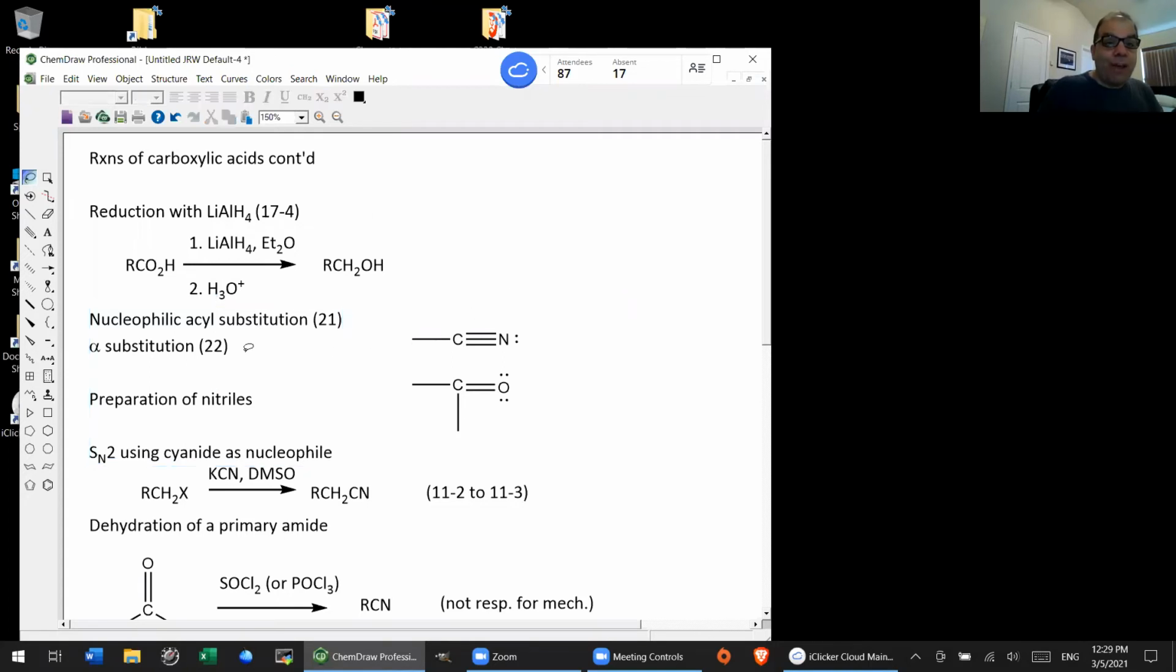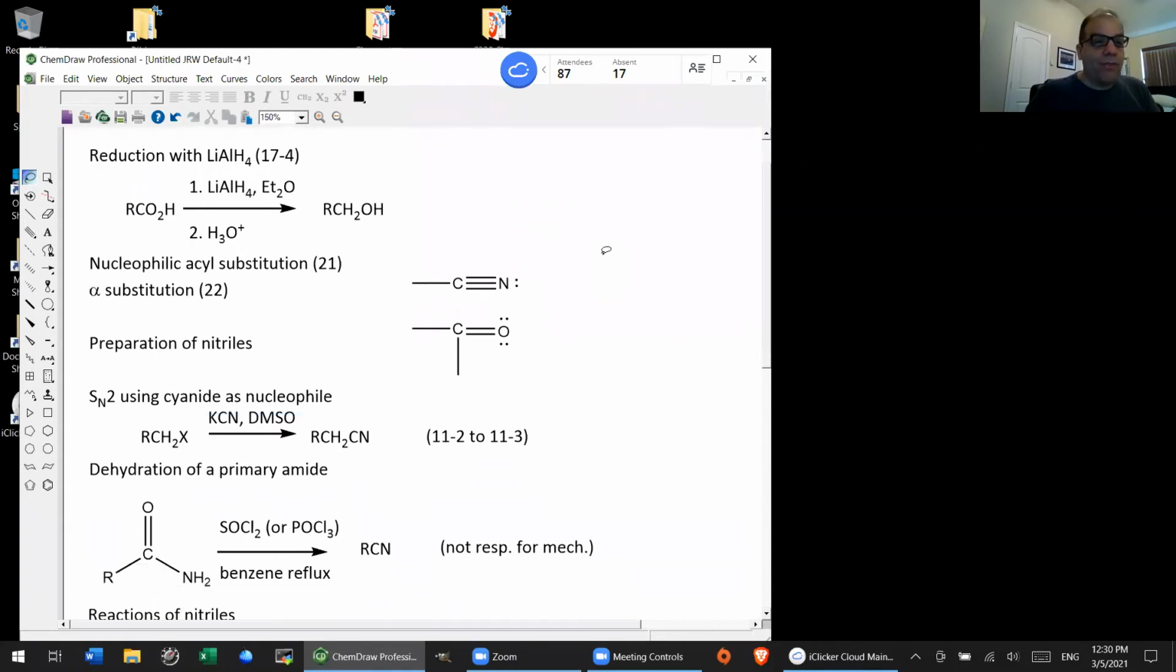And also, chapter 22 is going to be about alpha substitution. And we're going to learn that whatever this R group might be, if there's at least one proton alpha to the carboxylic acid carbonyl, so on the carbon next door to that carbonyl, then we've got options. And there's things we can do to replace that hydrogen with something else. That's the domain of chapter 22. So we'll get there. That's still coming up. Good. So I don't think I need to say anything else about that.